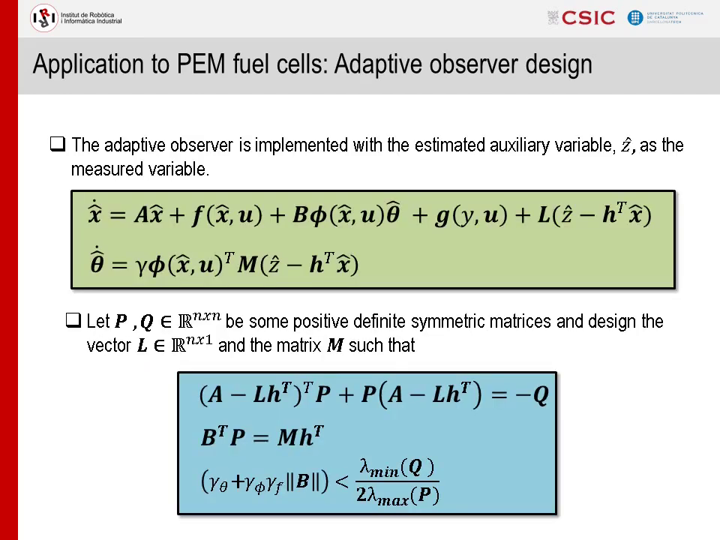Now, the robust state estimation of the high-gain observer can be used to estimate the proposed auxiliary signal Z. And the adaptive observer can be implemented as follows. The adaptive observer design parameters are tuned by using the matrix inequalities of the standard nonlinear adaptive observer.